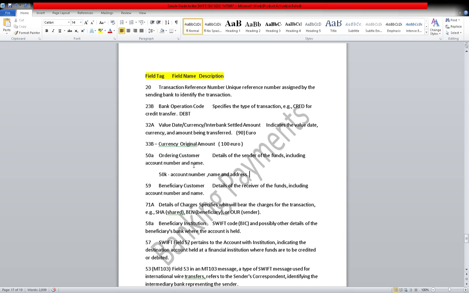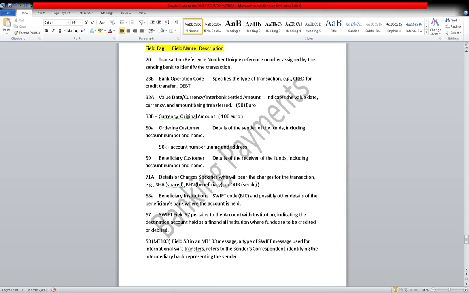Now remember that only. What are A and K? Slowly you'll understand when you are actually working with an example. But now you understand two, 50K and 50A. 50A means your account number and your customer name. 50K means your own bank account number, then your name and your address. Okay, clear till now about the person who is sending the payment? Are you good, everyone?